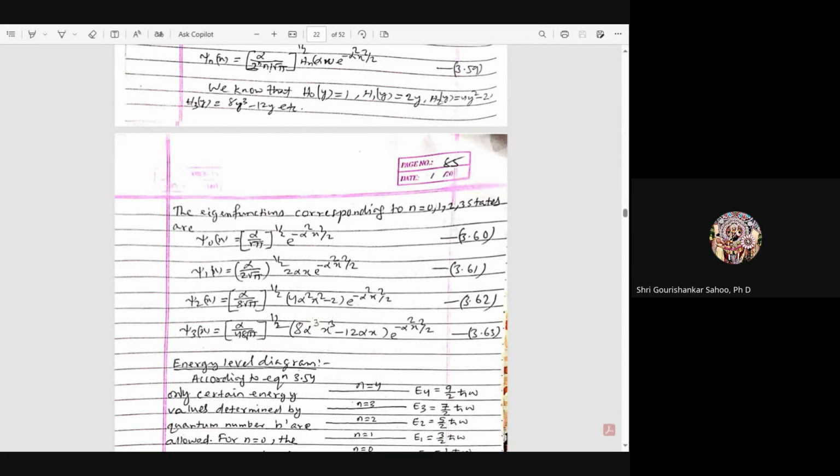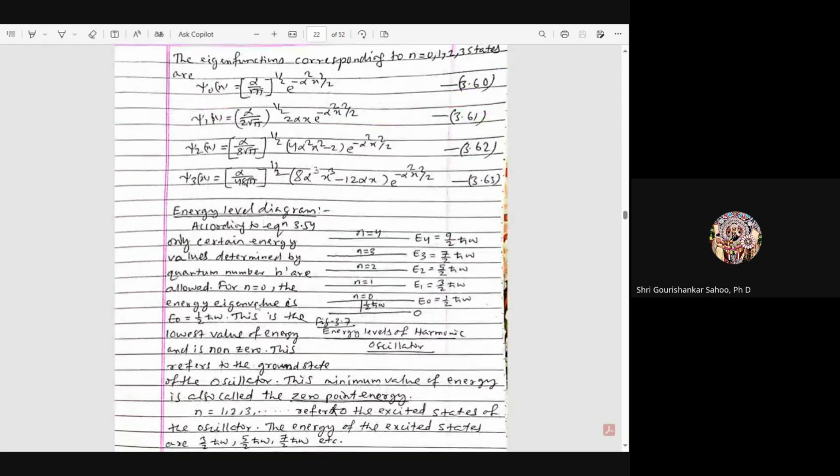Your psi 0 is equal to (alpha by root pi) to the power half multiplied by e to the power minus alpha square x square by 2. Psi 1 is equal to (alpha by 2 root pi) to the power half, 2 alpha x e to the power minus alpha square x square by 2. Psi 2 is equal to (alpha by 8 root pi) to the power half, (4 alpha square x square minus 2) whole multiplied by e to the power minus alpha square x square by 2, and psi 3 is equal to (alpha by 48 root pi) to the power half, (8 alpha cube x cube minus 12 alpha x) whole multiplied by e to the power minus alpha square x square by 2.